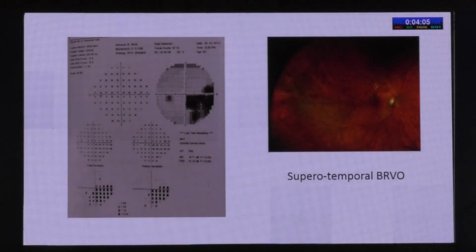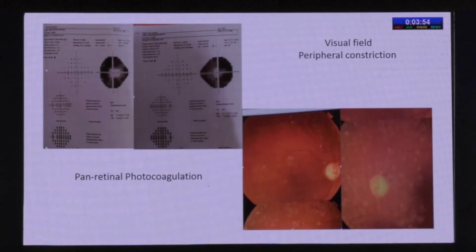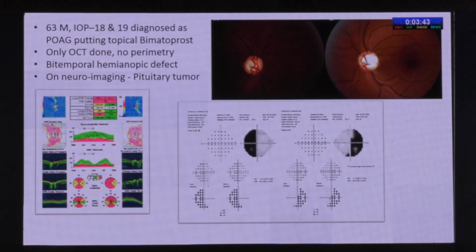And this is a case of superotemporal BRVO, which is manifesting as an inferonasal field defect. But this condition will become obvious if you dilate the pupil. So dilated fundus examination is very much essential. Another thing is that peripheral constriction of the visual field occurs in the case of pan-retinal photocoagulation. It is an iatrogenic field defect. And this again is obvious when you dilate the pupil. So dilate the pupil before giving any diagnosis.